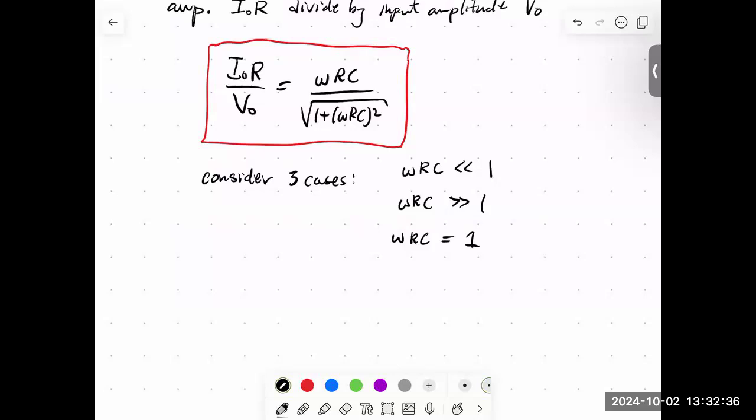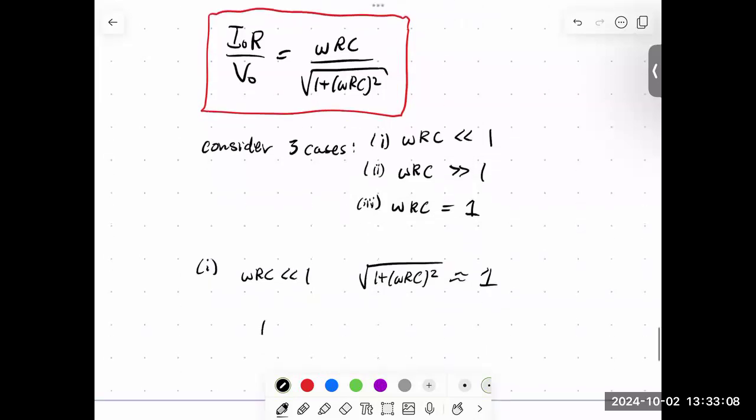Yeah, it's just square root of 1, which is just 1. Okay, so if we call these cases 1, 2, and 3. So case 1: for omega RC much less than 1, the square root of 1 plus omega RC squared is approximately equal to 1. We have a small number squared, which is really small compared to 1, and so the 1 is going to dominate.